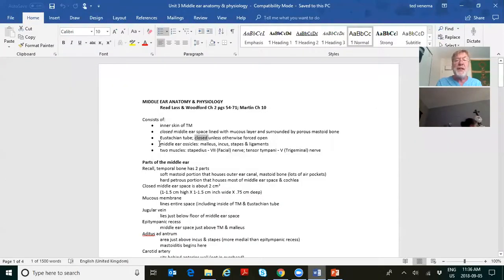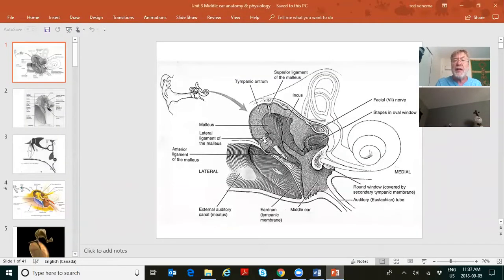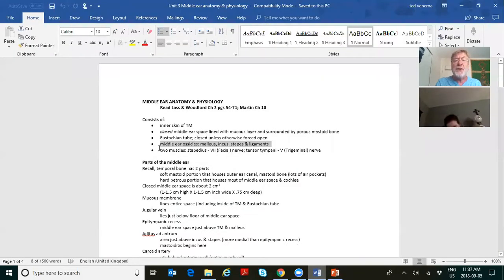The middle ear has 3 ossicles, and the ossicles are the bones: the malleus, the incus, and the stapes, and the ligaments. Now the ligaments are shown here. Here's a ligament holding your middle ear ossicles in place. There's also another one, but it's not shown here. Okay? And the middle ear space also contains 2 muscles.